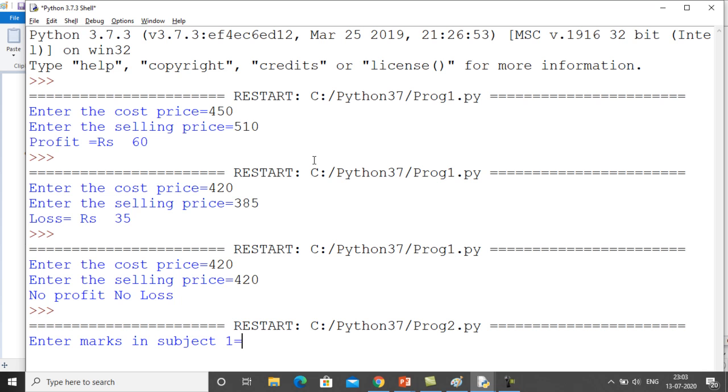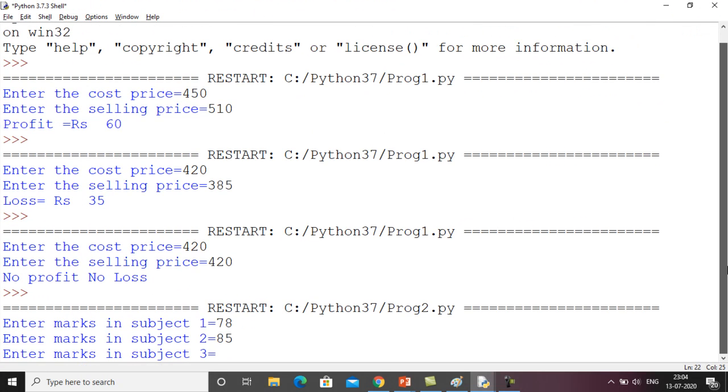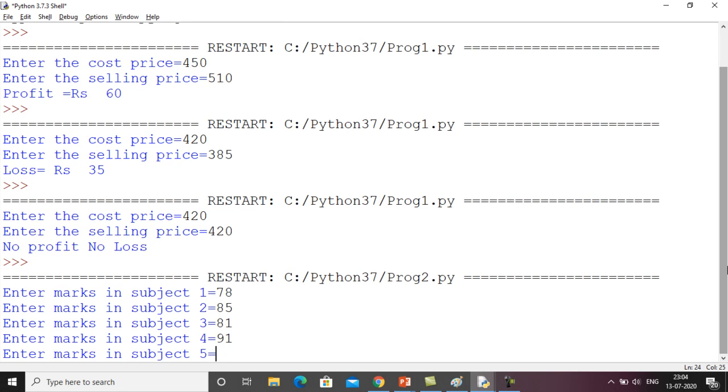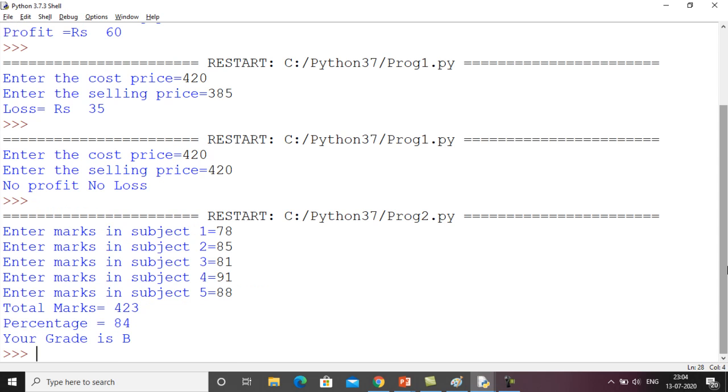Now the first thing that it asked me is the marks in the first subject. Let me give the marks as 78, in the second subject 85, and in the third subject I am giving the marks as 81. This is 91, and the last subject, suppose 88. So you can see that total marks is 423 and the percentage is 84 and grade is B.